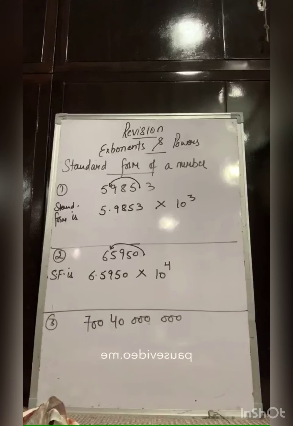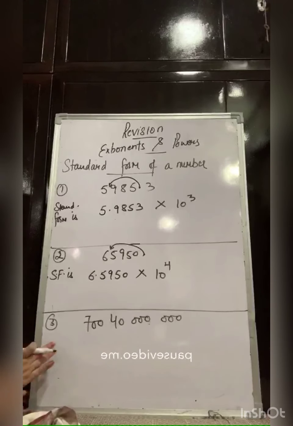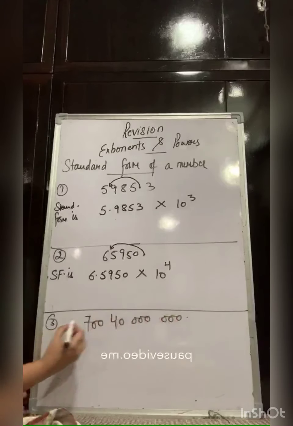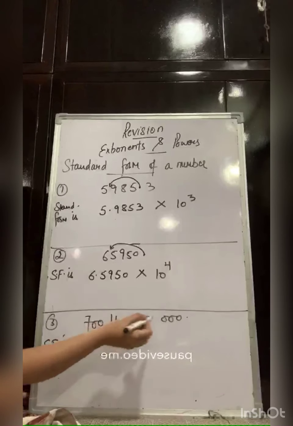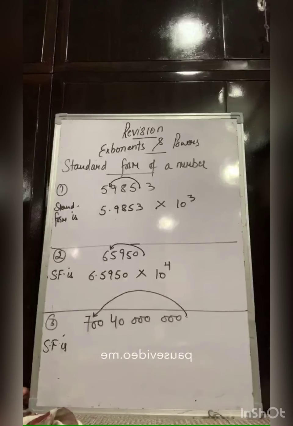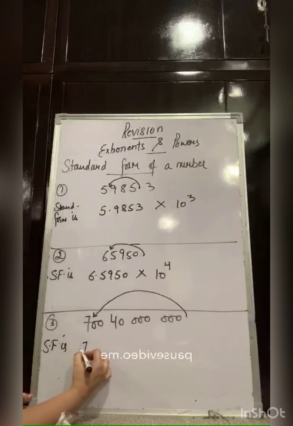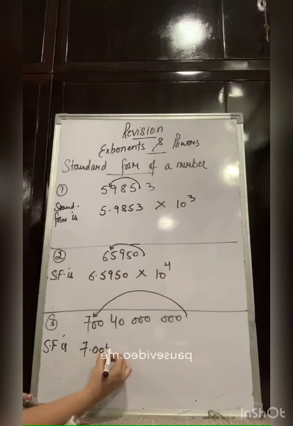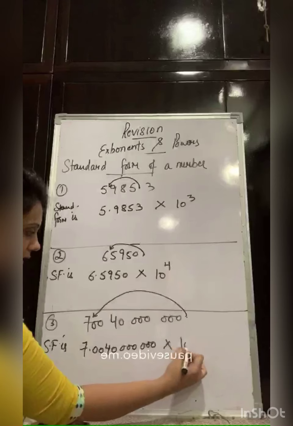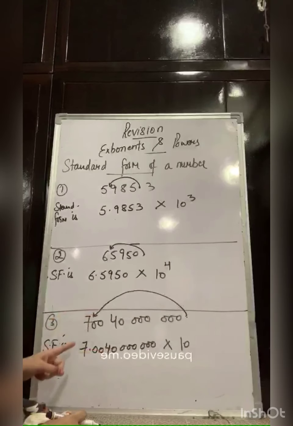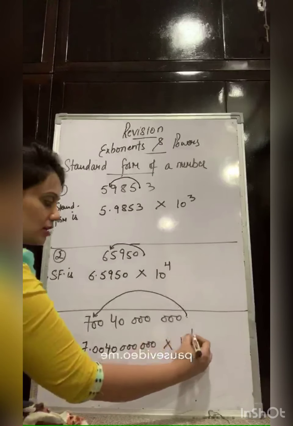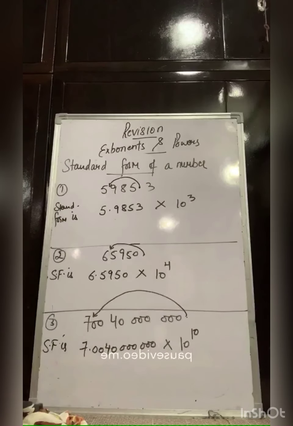Now see this question number 3. Again no decimal. It means the decimal is at the last. So for standard form, we have to shift the decimal after this 7. Now standard form is 7.004000000 into 10 to power. How many digits are we shifting it? 1, 2, 3, 4, 5, 6, 7, 8, 9, 10. So 10 to the power 10.